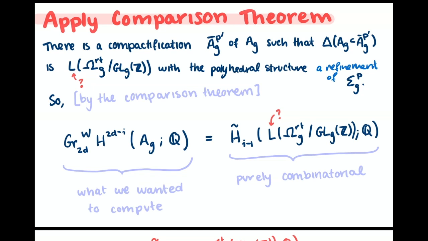Okay, so then by the comparison theorem, what do we have? On the left-hand side, we have the top weight cohomology of A_g. This is the thing that we want to compute. And on the right-hand side, we're translating this into studying the reduced homology of this space that we've been talking about, which is now a purely combinatorial thing, and we know how to decompose it in terms of a list of perfect cones.